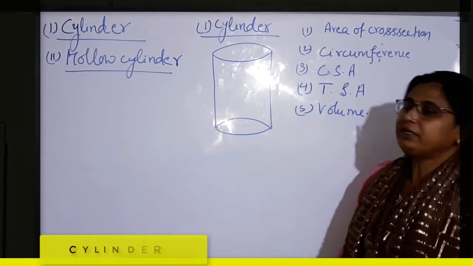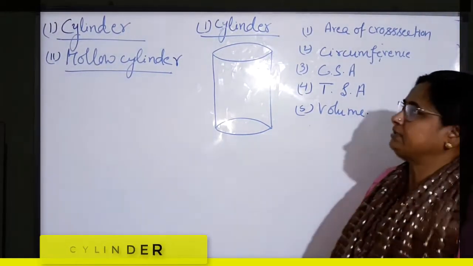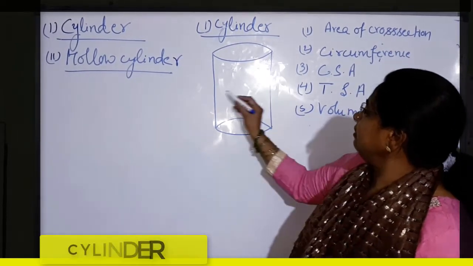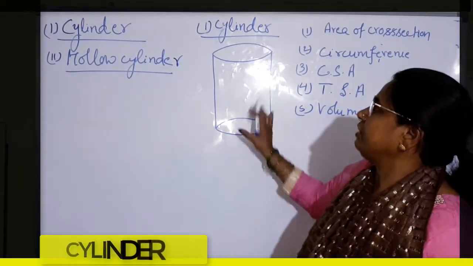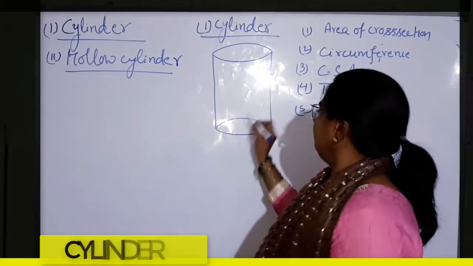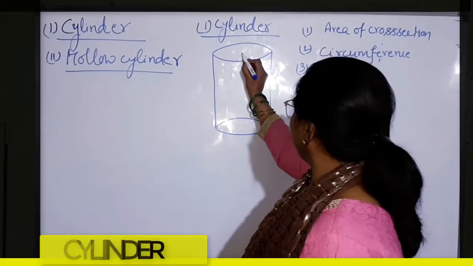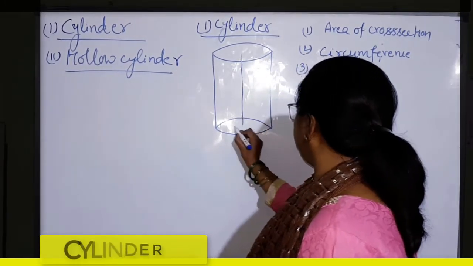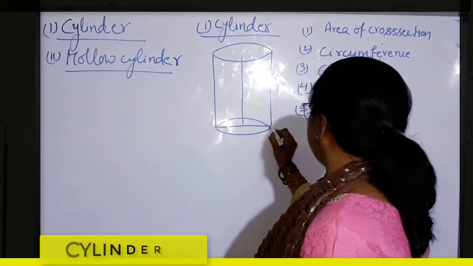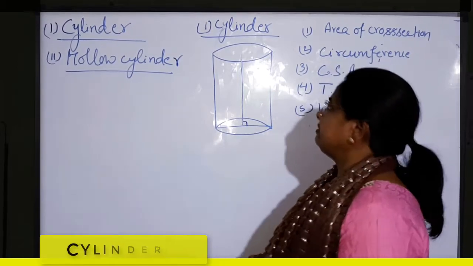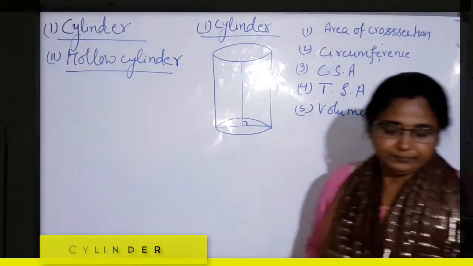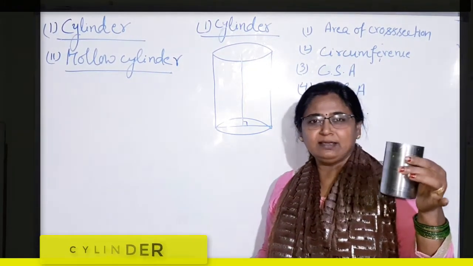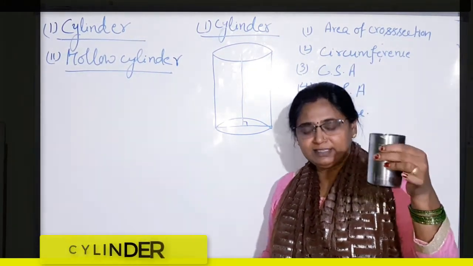Cylinder. A cylinder is a solid which has a uniform circular cross-sectional area. Its horizontal and vertical axes are at 90 degrees, like this. That is a cylinder. One example is this glass I am showing you. It is like a cylinder.